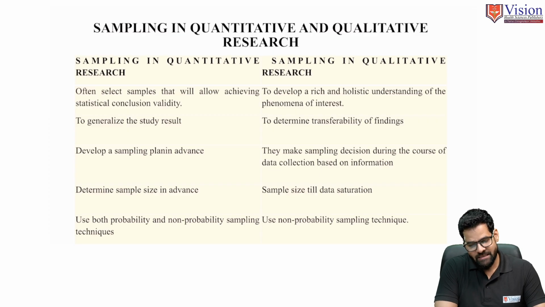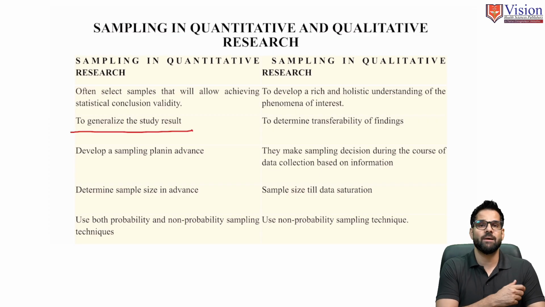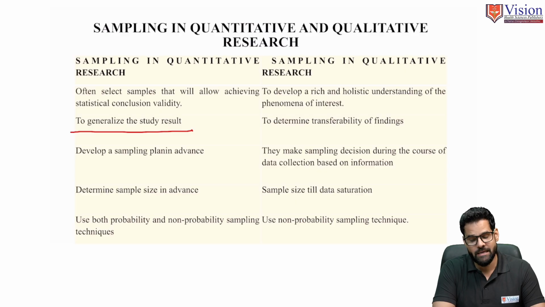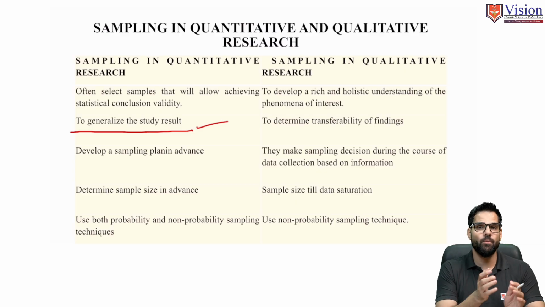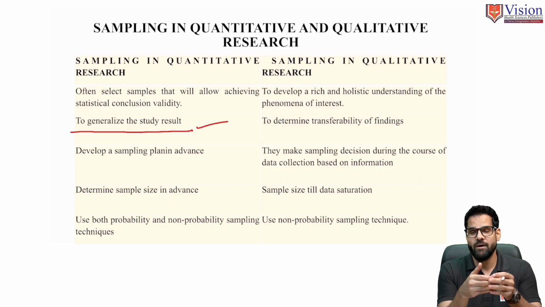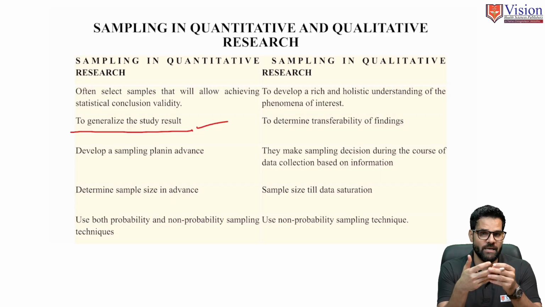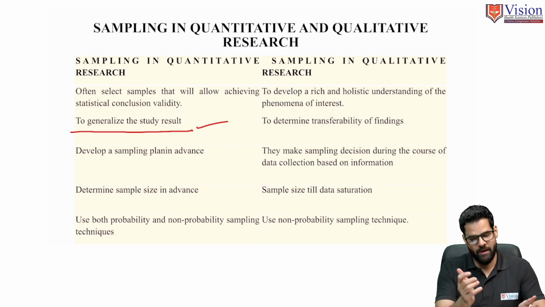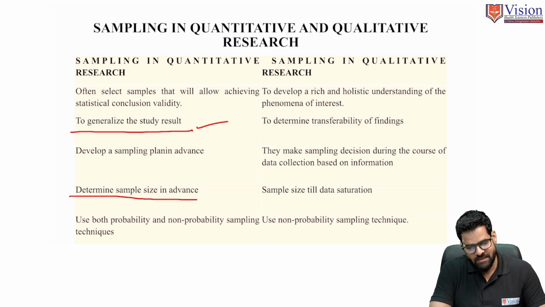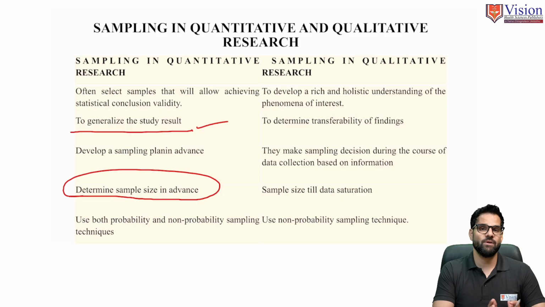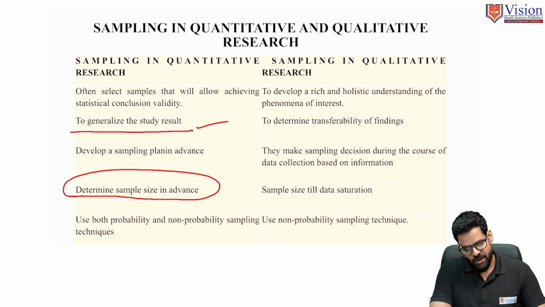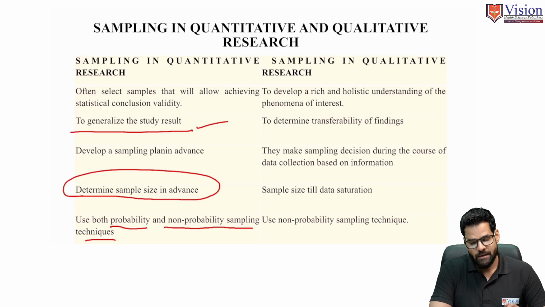The second point is to generalize the study. Another important purpose of sampling for quantitative research is to generalize the results, because mainly your focus is to generalize. So whenever your focus is generalization of findings, you need to collect data from a large sample. Determine the sample size in advance. That is another important thing we do: we decide the sample size in advance for quantitative research. We can use both probability and non-probability sampling techniques for this type of design.